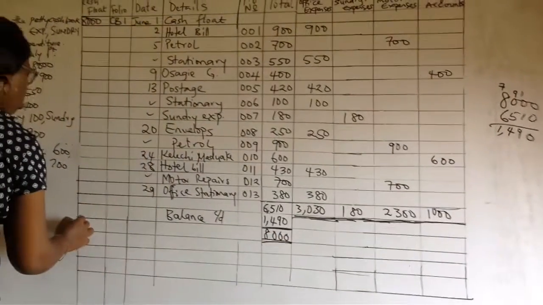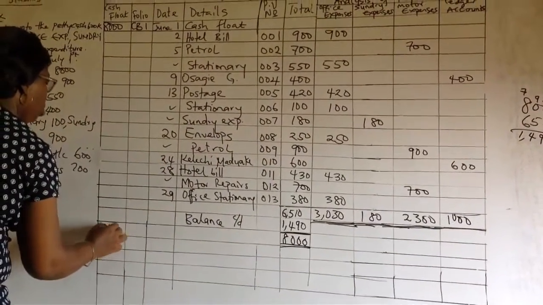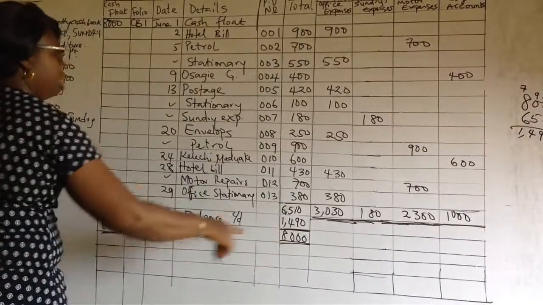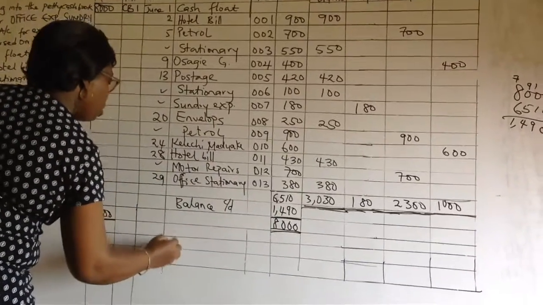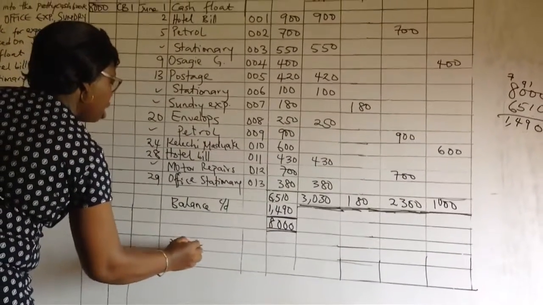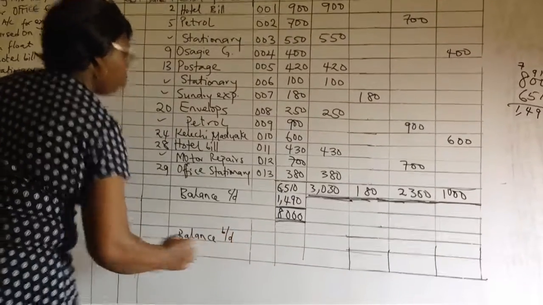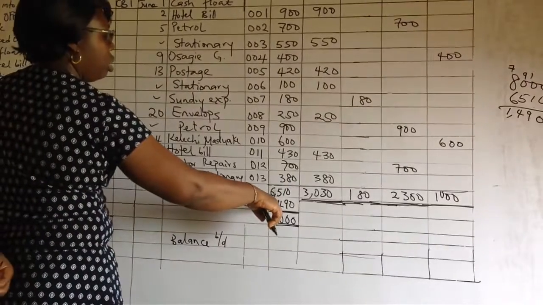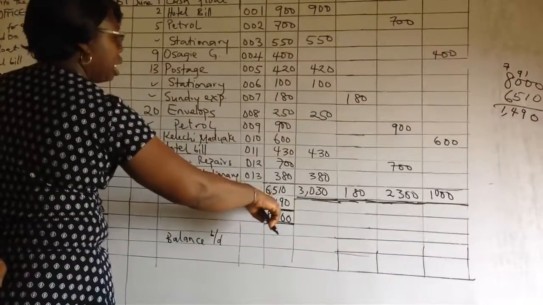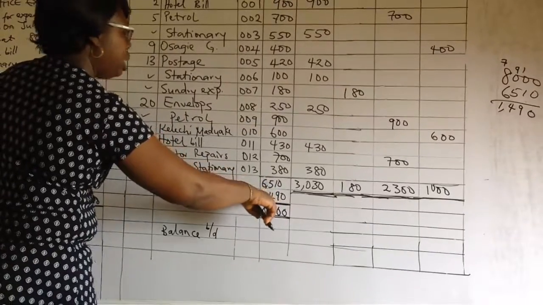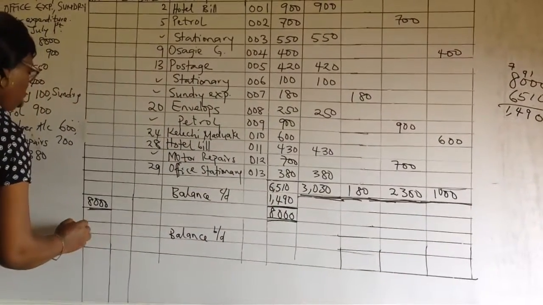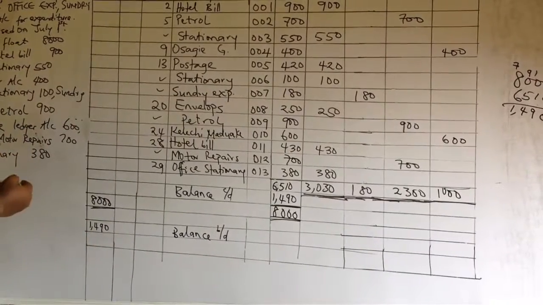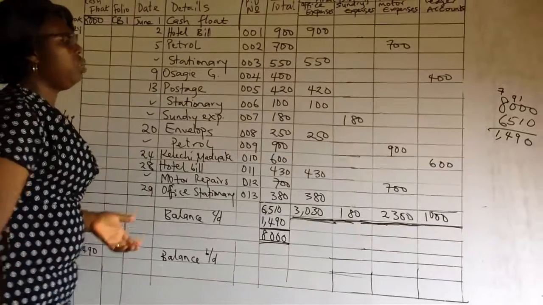So here will be 8,000. You bring this 8,000 down, both totals must be on the same line. You leave a line space, you come down again. This time is going to be balance brought down. What is the balance brought down? This amount of money that was not spent by the petty cashier is what you will bring down. So here you have 1,490 naira. This is how it is treated.